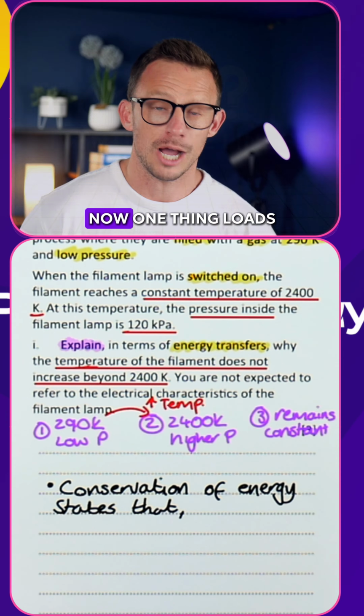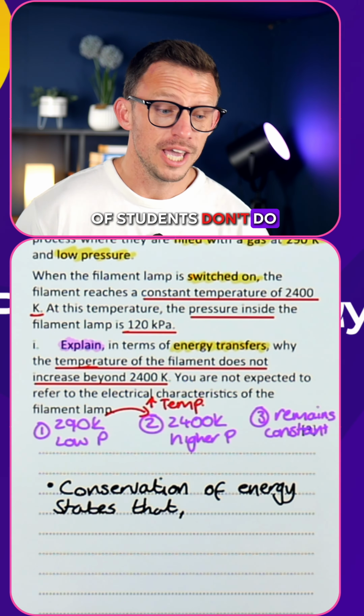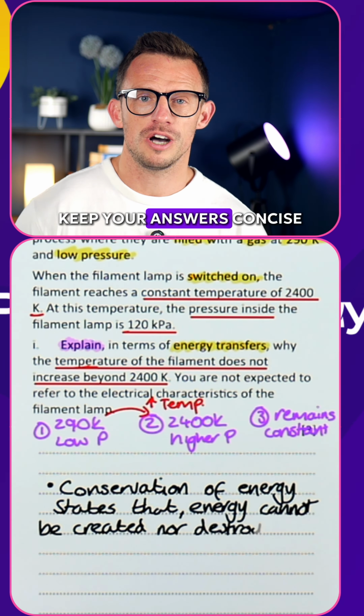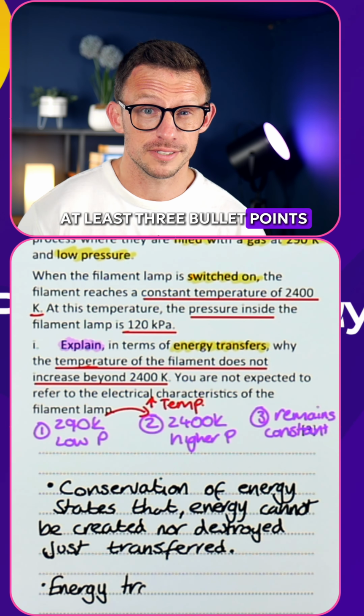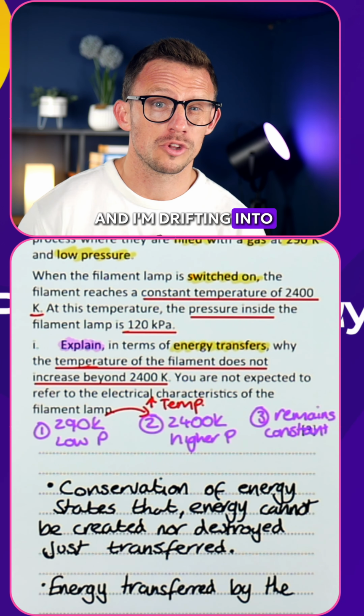Now, one thing loads of students don't do is bullet pointing. Keep your answers concise, and because it's a 3 marker, I'm going to probably write at least 3 bullet points. Anything more than that, and I'm drifting into the waffly territory.